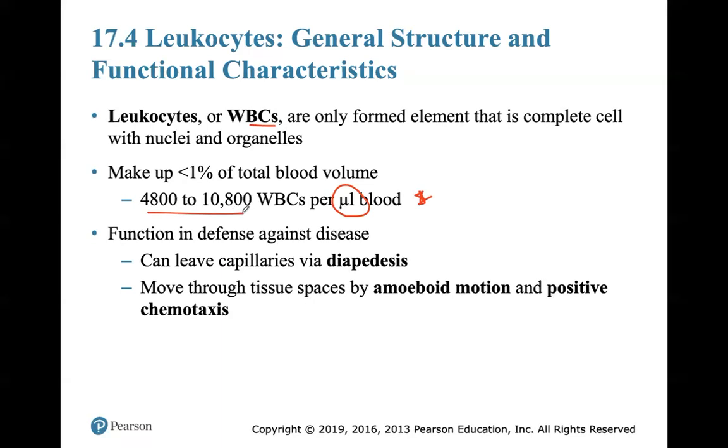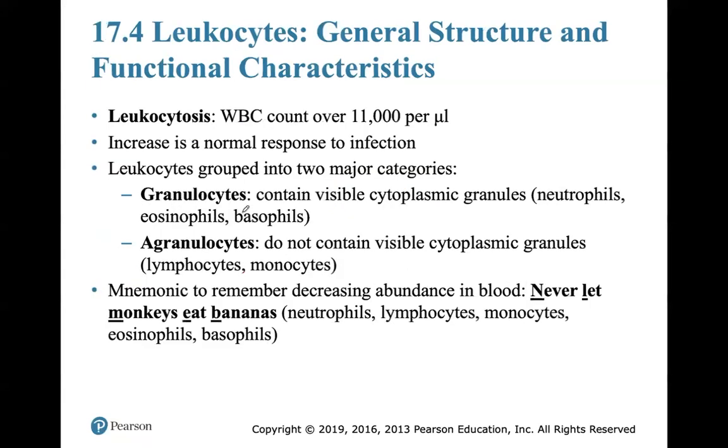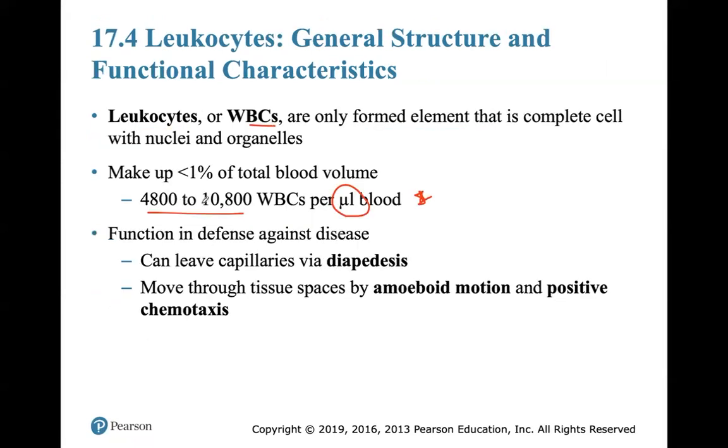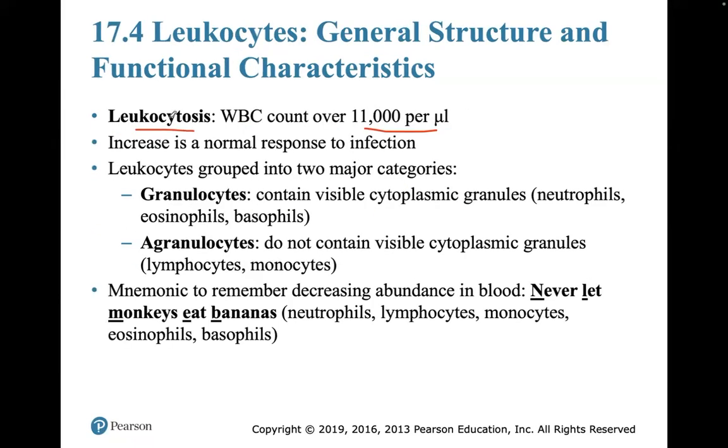What do WBCs do? What's the function? They help us protect against diseases. Leukocytosis is when the WBC count goes over 11,000 per microliter, so it crosses this normal level. Then we call that condition leukocytosis. This is not so much an abnormal condition, because leukocytosis can occur in response to infection. Even if we have any form of infection, leukocytes can increase.